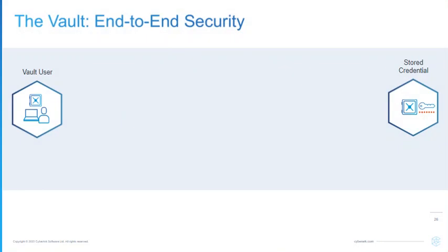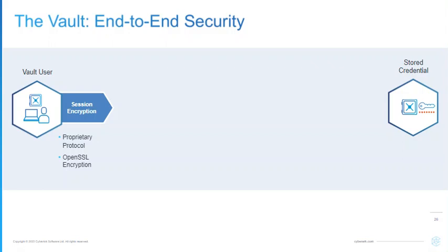And speaking of Vault security, let's look at some of the elements that separate these clients, these Vault users, from the credentials stored in the Vault, the keys to the kingdom. First, there is session encryption. The Vault communicates with the component servers using the secure CyberArk protocol. This proprietary protocol ensures that only CyberArk components can communicate with the Vault.